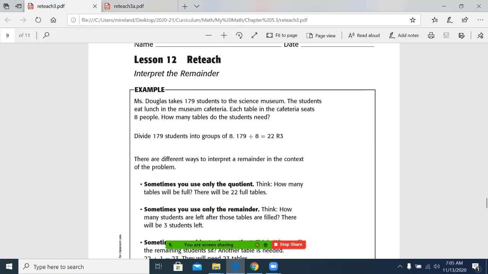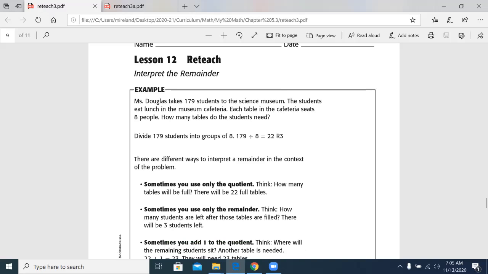Interpreting the remainder. Interpreting the remainder is one of those common sense things. You have to look at what we are asking and what makes sense as part of the answer. It's not going to be as black and white as some of it is, just simple division. There is some gray area. So let's look at the example problem.